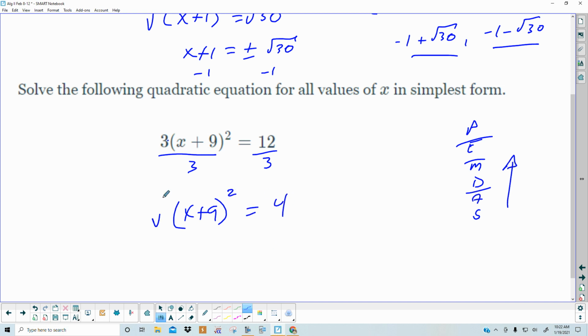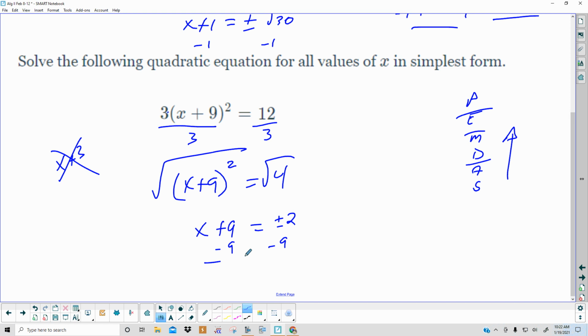I undo that square by square rooting both sides. The square and the square root just cancel. It doesn't touch what's in here. So you don't get x plus 3 or something like that, okay? I didn't square root the 9. It's just x plus 9 equals, and the square root of 4 again is positive 2 or negative 2. Now subtract the 9 from both sides, and you get x is equal to negative 9 plus or minus 2. Now you have to do the arithmetic here. Negative 9 plus 2 is negative 7. Negative 9 minus 2 is negative 11. So there are your two answers.